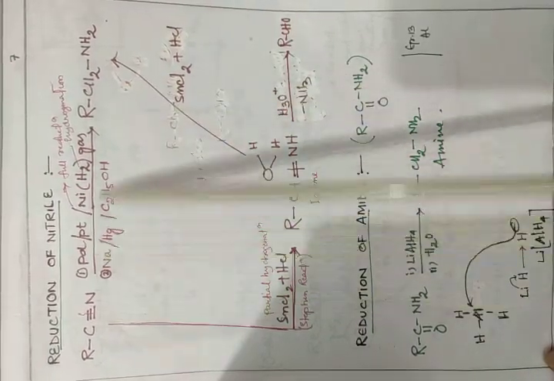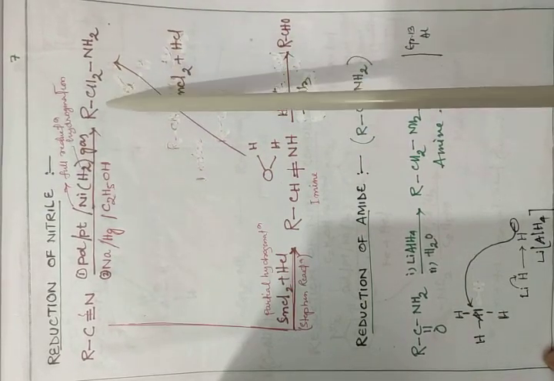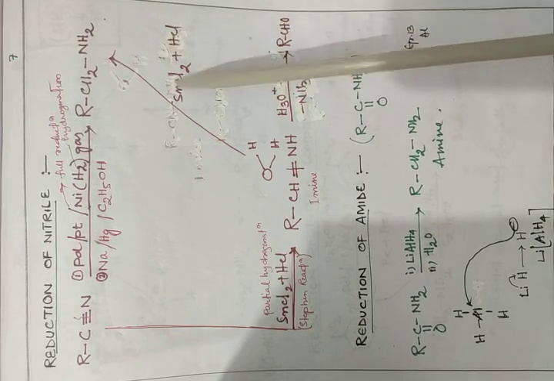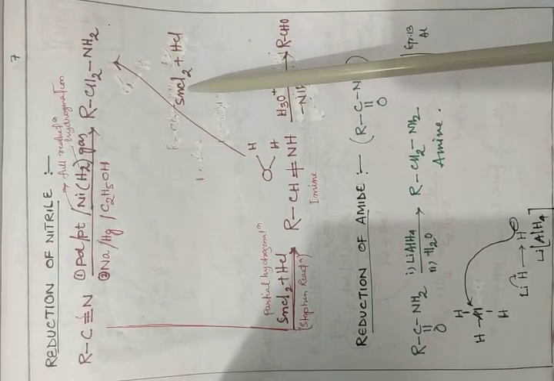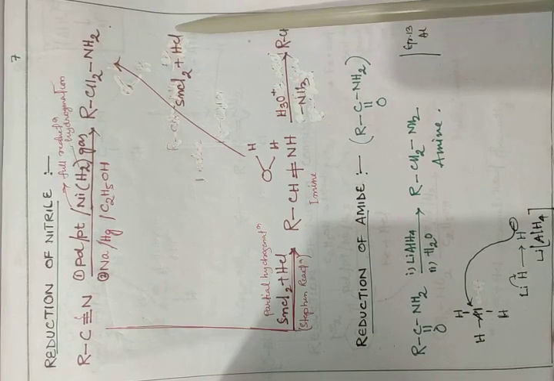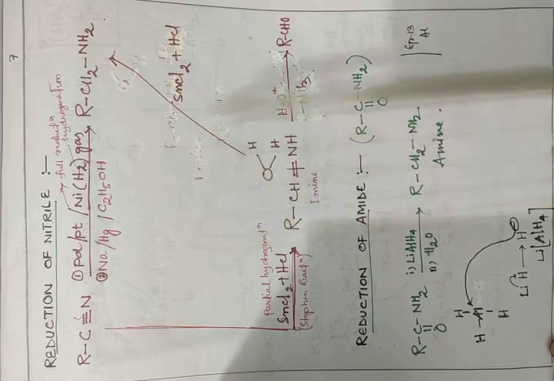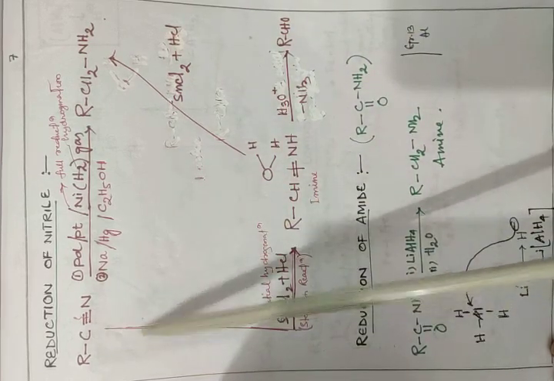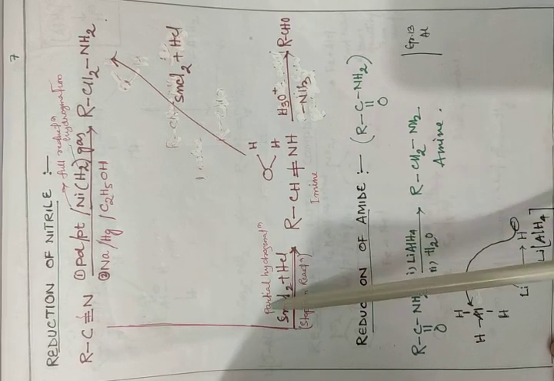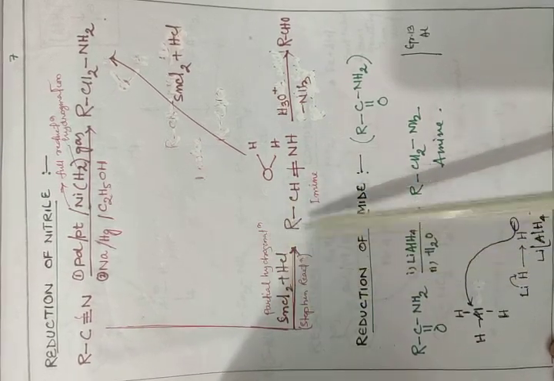Now if we do reduction using this, then at that time we get RCH2NH2. At that time we again use SnCl2, then HCl. So like that we have to get it. So in these products, here this alkyl nitrile, if we are using stannous chloride and then HCl, at that time we will do partial reduction or partial hydrogenation.